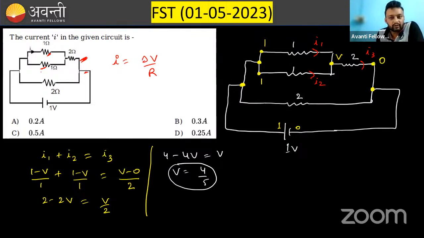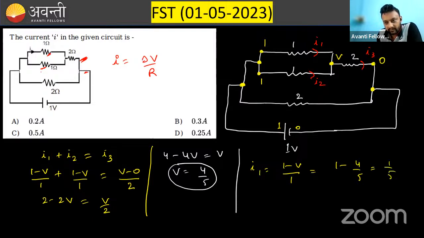According to the question, we want to calculate I1. So I1 will be what? You can see that it is 1 minus V divided by R, where R is 1 ohm. So that is 1 minus 4 by 5. 5 minus 4, that is 1 by 5 ampere. And 1 by 5 ampere is nothing but 0.2 ampere, which is option number A. So is the question clear to you?